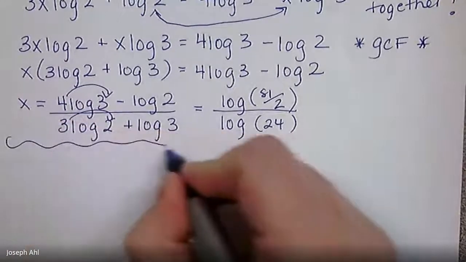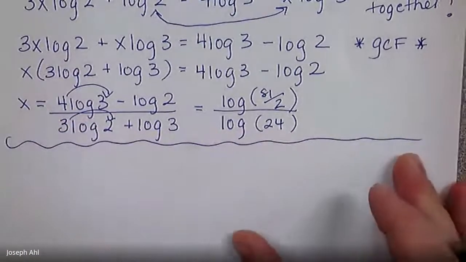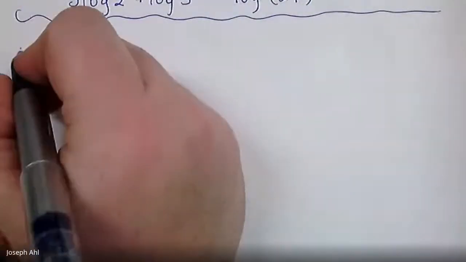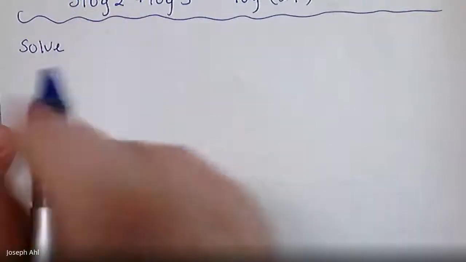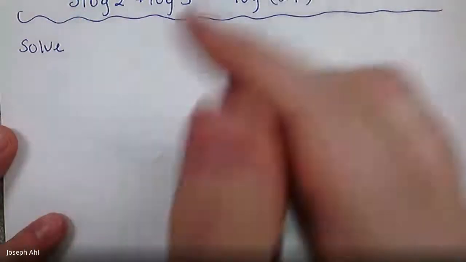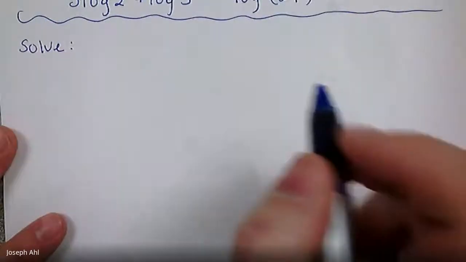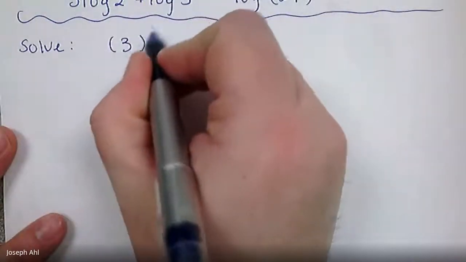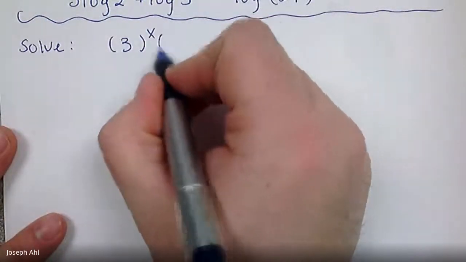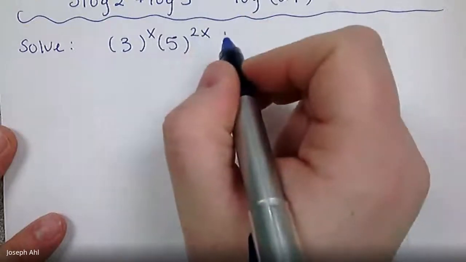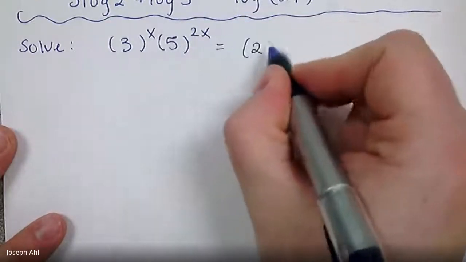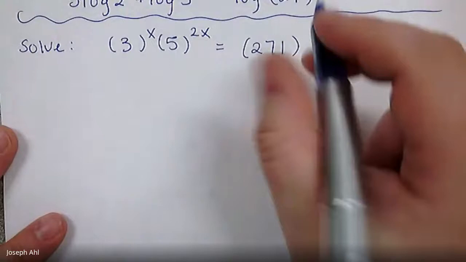And I understand that's definitely more challenging than the ones we did on the front, but the last solve that we'll do is solving something of the form 3 to the x times 5 to the 2x equals 271 to the x plus 1.